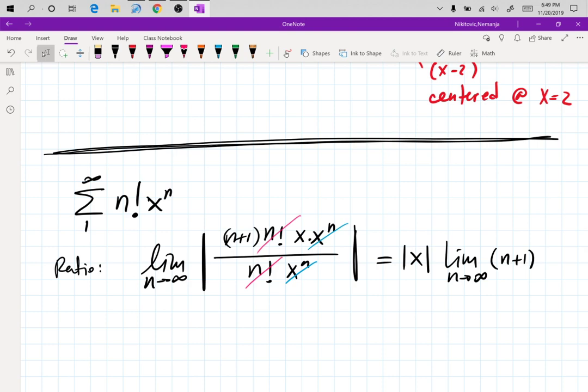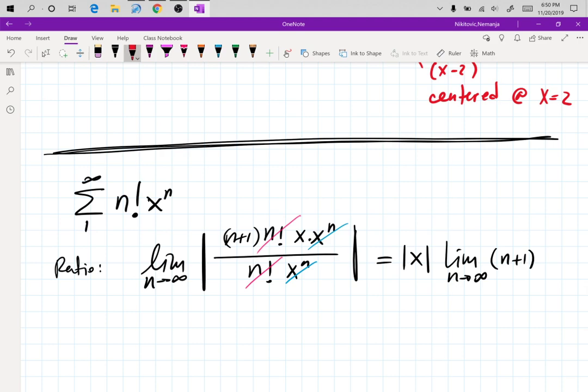Now what's that? That's going to be x times infinity, right? Is greater than 1. Unless x is 0. Nice. So yeah, this is going to diverge everywhere except if x is equal to 0. So you pick any number, you get yourself divergent series, you pick x equals 0, it converges for 1 point.